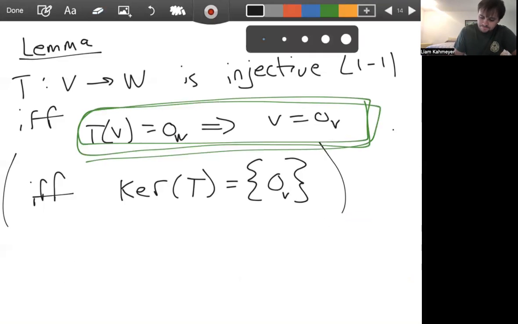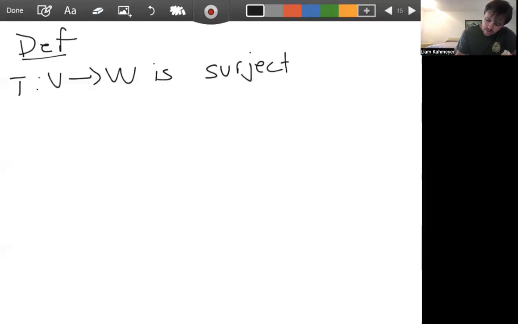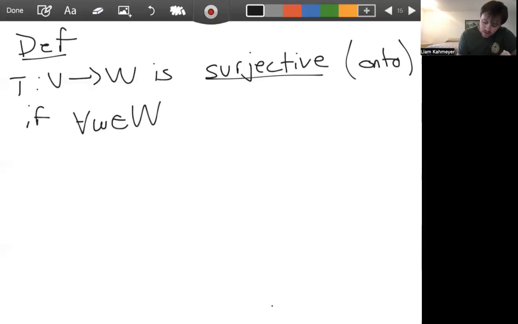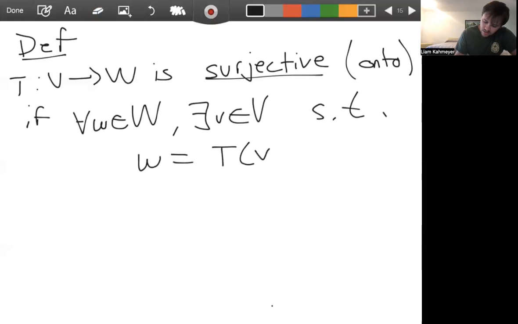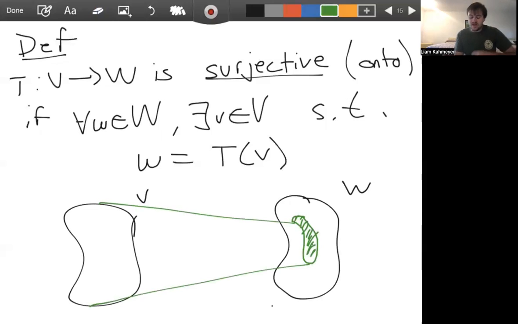Before we do an example, let's define surjective. So here's a definition. T from V to W is surjective, or onto, if for all elements of the codomain, so for all w in capital W, there exists an element in the domain, so there exists v in V, such that w is equal to T of v. And again, what does this mean? This means if you have V here, W here, and you map under the map T, you get that the image is a proper subset of W. This cannot happen.